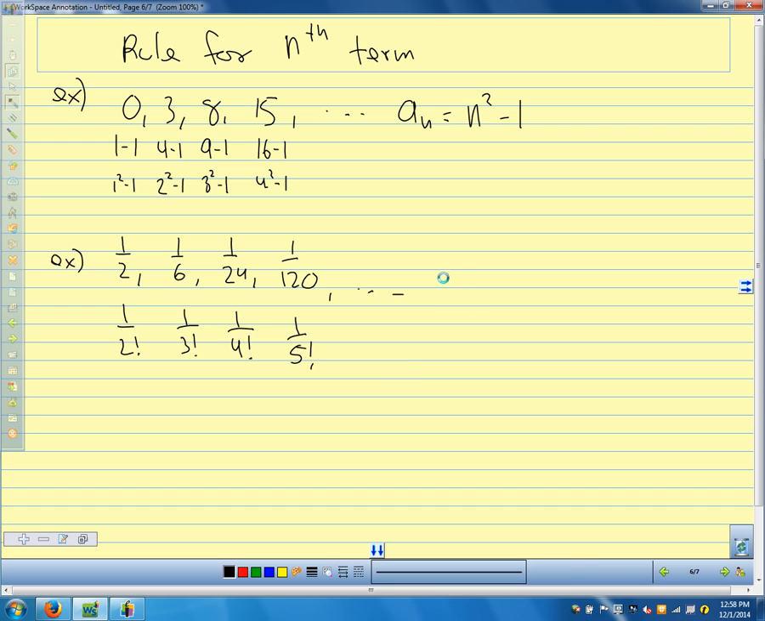So my rule would be a sub n equals 1 over, this is the first term, so how do we write our rule? n plus 1 factorial. All right, a little trickier on this one.